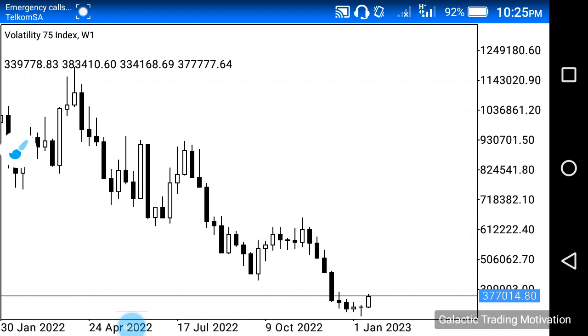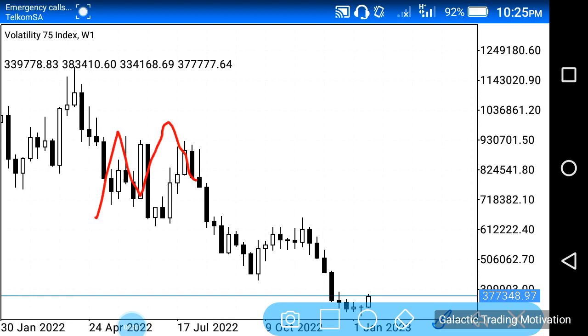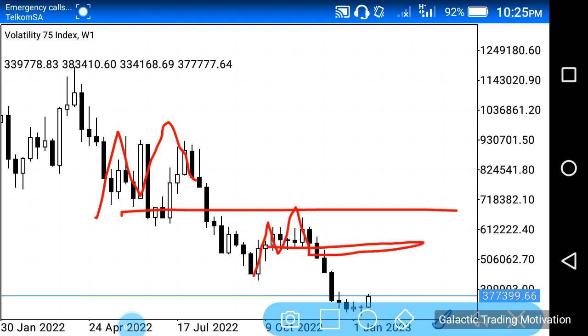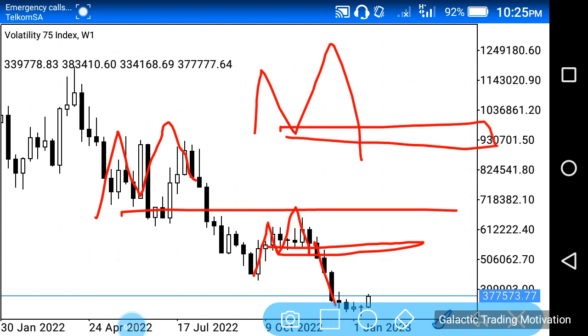To add to that, as much as we have this very nice M structure over here, which had a neckline at that point, can you guys also see that we had a smaller M structure at this point, which similarly had a neckline more or less at that level, and we saw price breaking to the bottom side of that neckline. You guys know by now that whenever we have M structures, ideally we want to see price pushing to the bottom side of that neckline, hitting back to that neckline to test it, and at that point is where we normally look for potential selling opportunities.